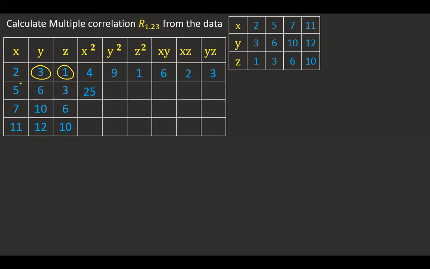Okay. Now 25, how it is coming? It is 5 square. Okay. 5 square is 25. Similarly, 7 square 49, 11 square 100. So either you can do it as column wise or row wise. You are going to fill up all the values. Okay. So now I'm going to show it.